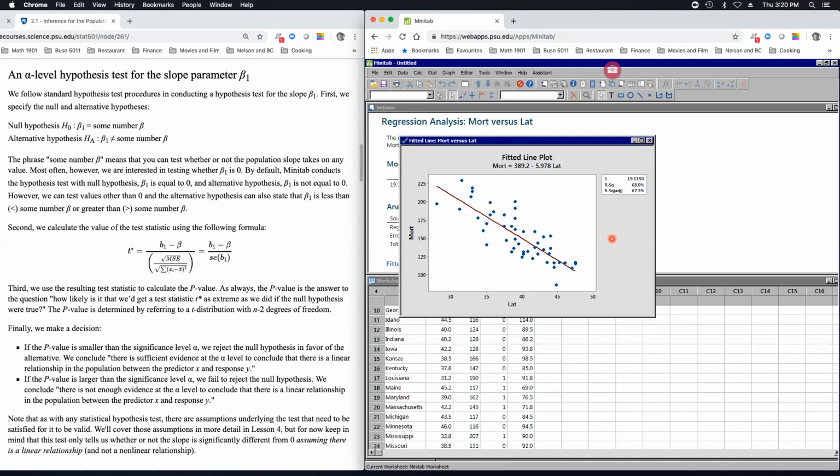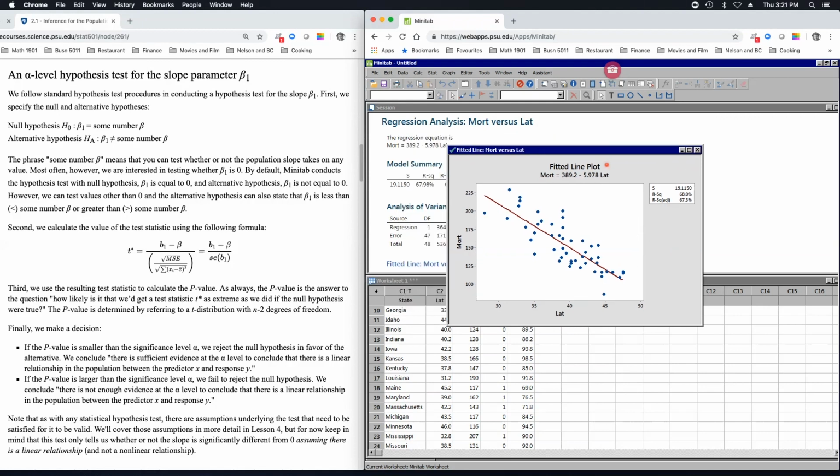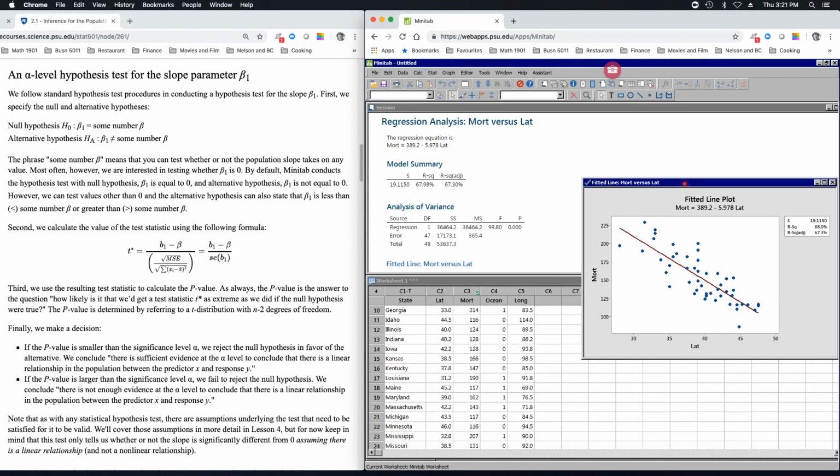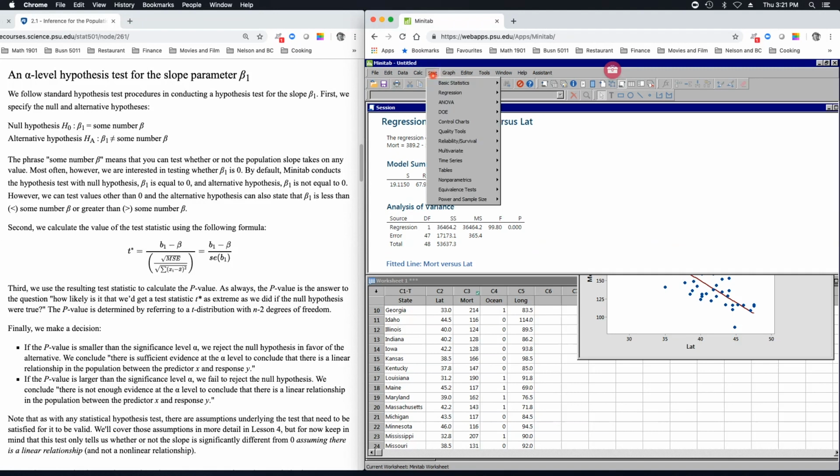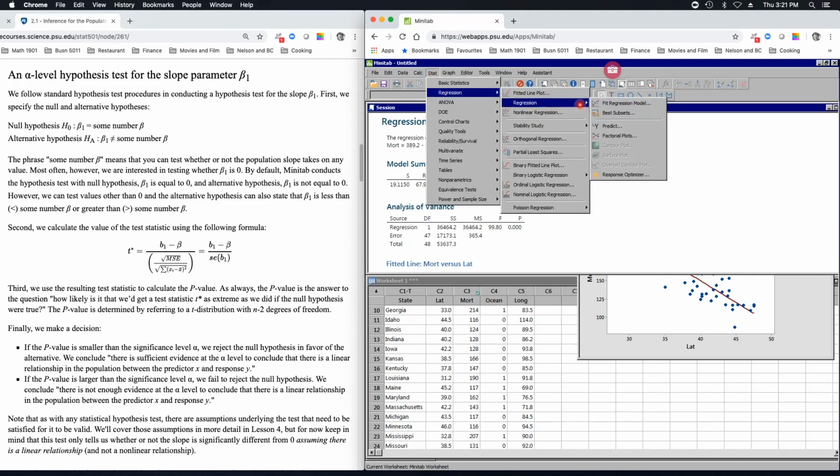Just as a visual impression of the data and the regression line, there seems to be a fairly strong negative linear relationship between mortality and latitude. But let's test that with a formal t-test. To do that, I'm going to fit the model again, but this time I'll use fit regression model.